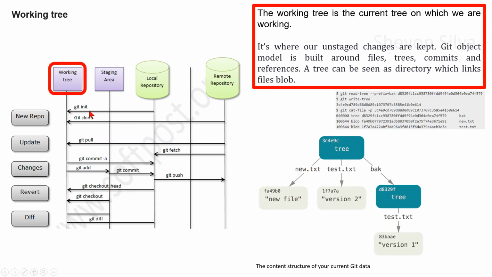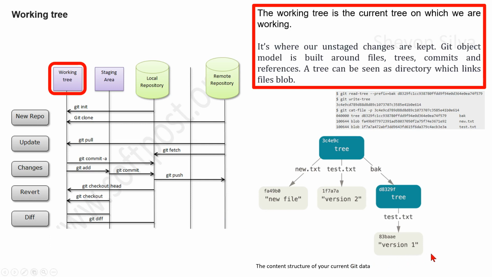Now we are focusing on the working tree. The working tree is the current tree on which we are working. It's where our unstaged changes are kept. The Git object model is built around files, trees, commits, and references. A tree can be seen as a directory which links file blobs.